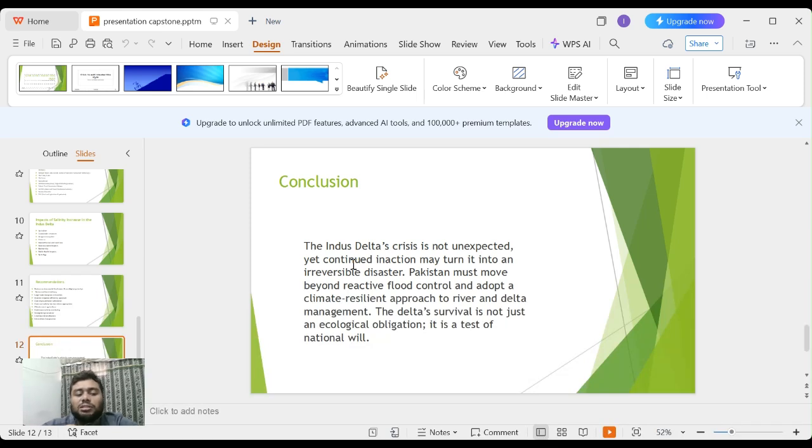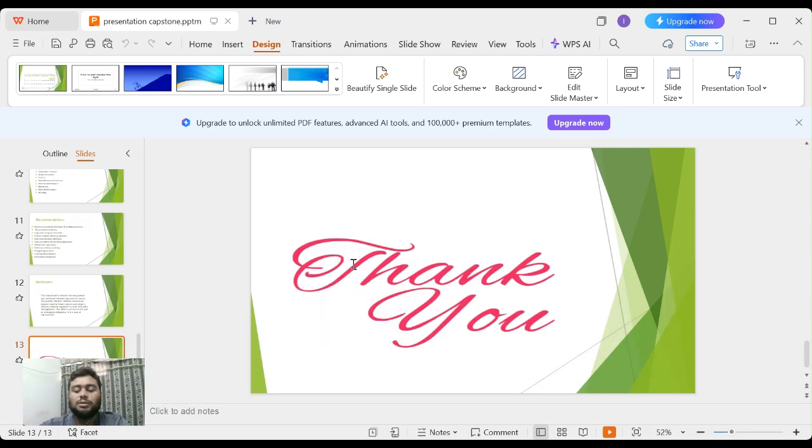But delta survival is not just an ecological question, it is a matter of national security. Sustainability cannot be achieved through engineering measures alone. The most effective long-term strategy is an integrated approach that combines guaranteed environmental freshwater release from upstream, restoration of sediment transport, large-scale mangrove conservation, efficient upstream water use like sprinkler irrigation, and strong institutional governance. Together, these measures can reduce seawater intrusion and restore ecological function. So we have to raise a voice at the national level and also the international level. So, thank you.